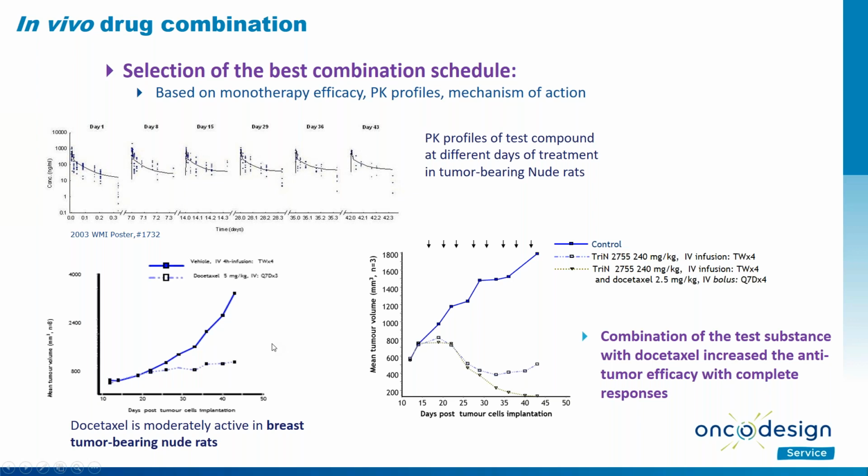here with docetaxel, a standard of care that is used in triple negative breast cancer. And here we use human breast xenograft models in nude rats. You can see that the combination of the test substance with docetaxel clearly increased the anti-tumor efficacy, with complete responses. So it's a very interesting result.